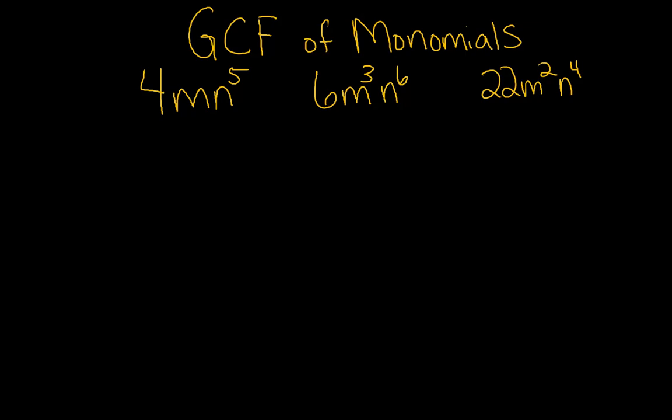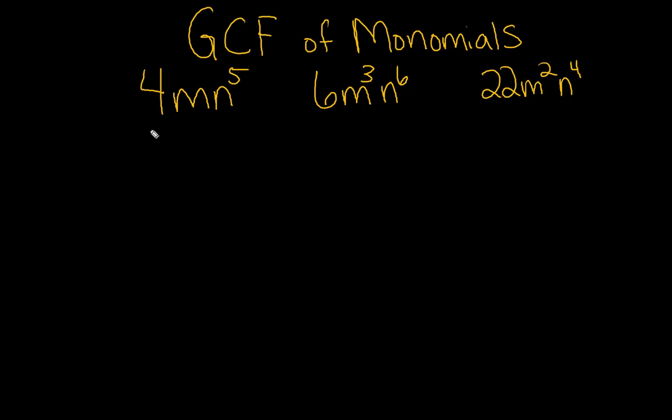Welcome everybody. In this video, we're going to find the greatest common factor of monomials. And in this example, we're going to break each monomial down into its factors and then find the greatest common factors between all three of them. So if we just start by looking at the coefficients, we have 4, 6, and 22.